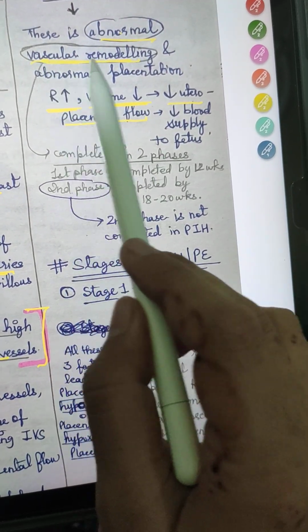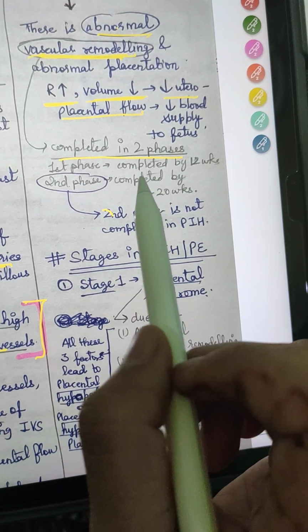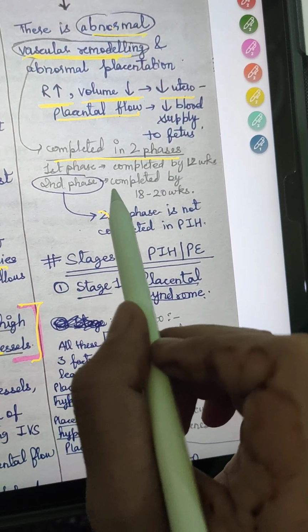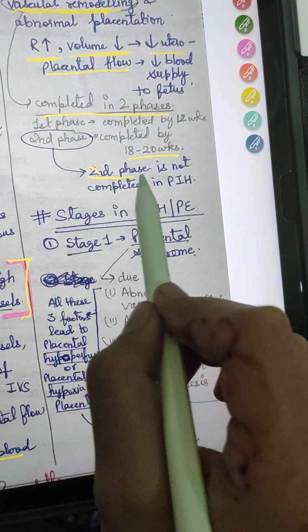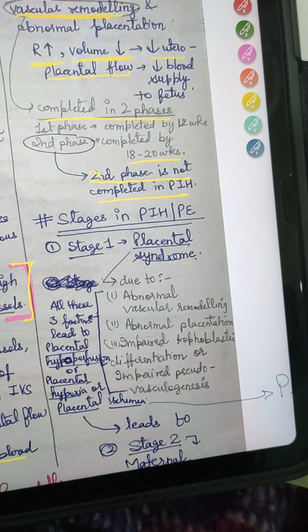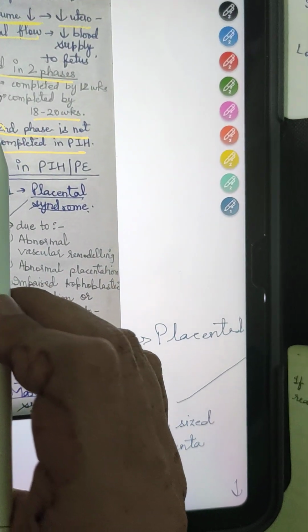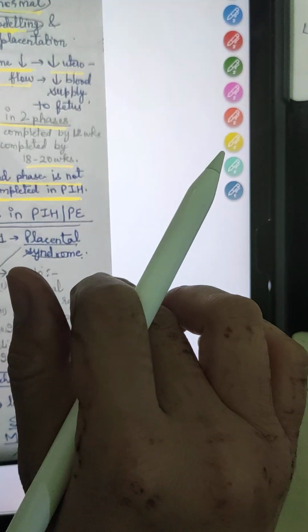We know that this vascular remodeling is completed in 2 phases. The first phase is completed by 12 weeks. The second phase is completed by 18 to 20 weeks. The second phase is not completed in PIH. So the second phase is not completed in pregnancy induced hypertension, so vascular remodeling remains abnormal.